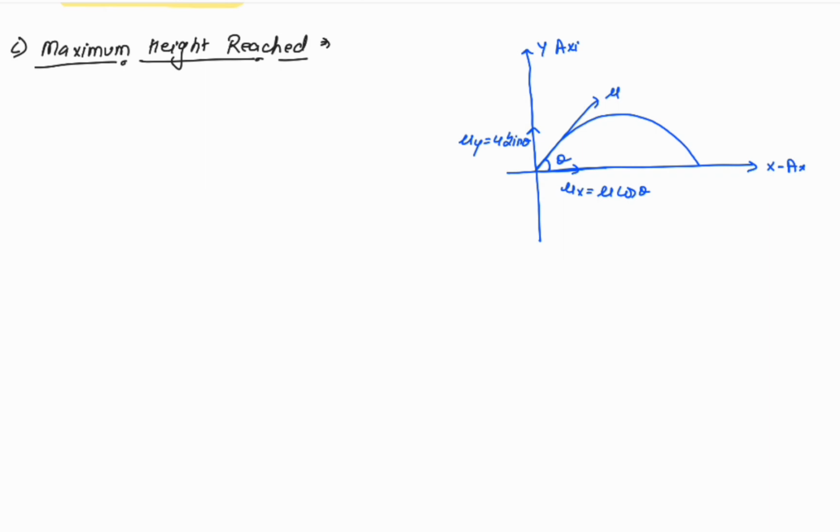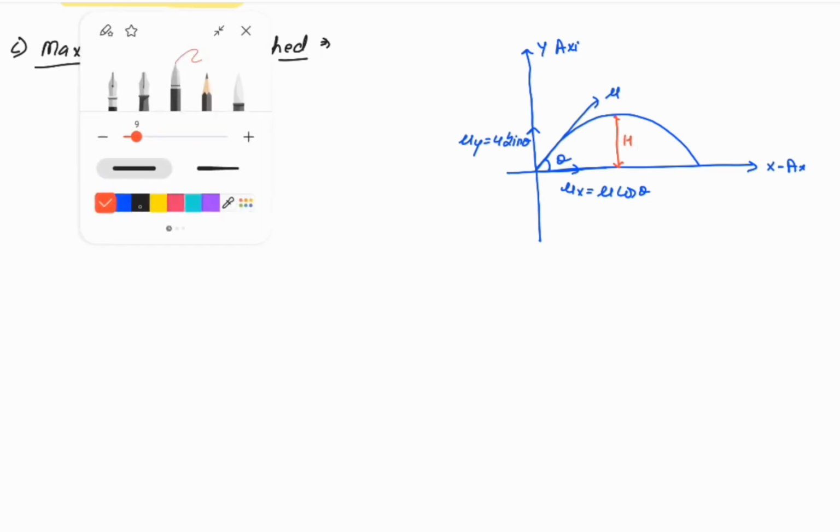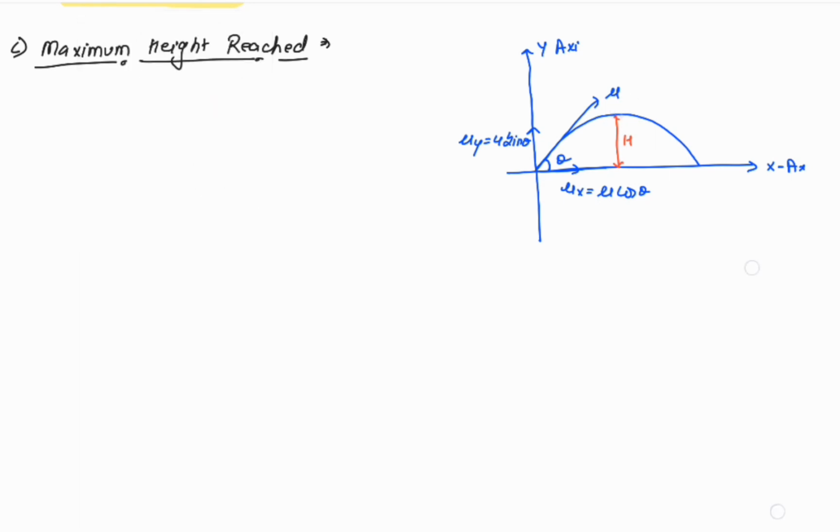Suppose this is the maximum height the projectile has reached. When the projectile is at the highest point, it will start falling. If this is the first phase that it has covered, then after this the projectile is going to move downward. Let's see what is the total time for which the ball was in air.